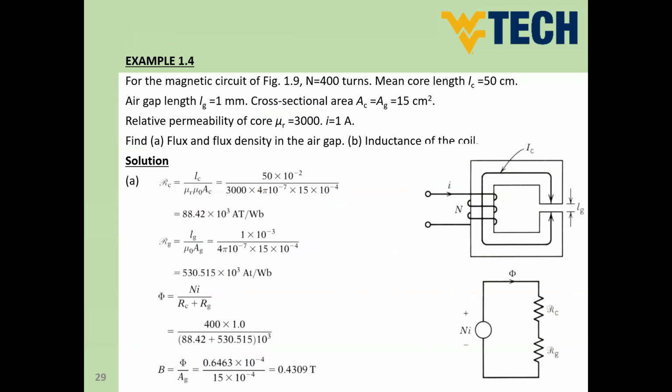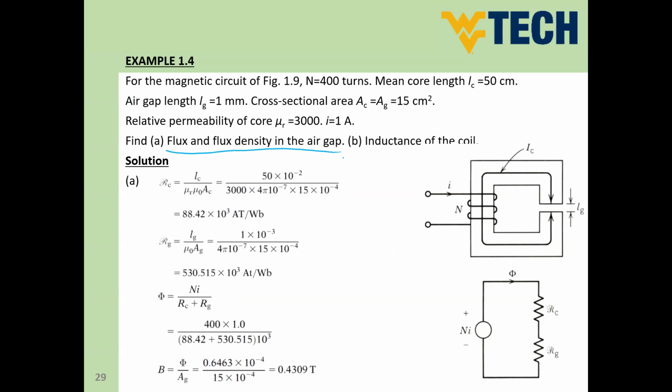let's see one of our examples here. For the magnetic circuit shown in figure 19, we have N of 400 turns, and the average or mean core length is 50 centimeters. And the air gap we have here is 1 millimeter. The cross-section area of the core or gap is 15 square centimeters. Consider a relative permeability of the core of 3000 and a current of 1 ampere. Firstly, calculate the flux and flux density in the air gap. Actually, we already solved such parameters before. It's not related to the inductance.